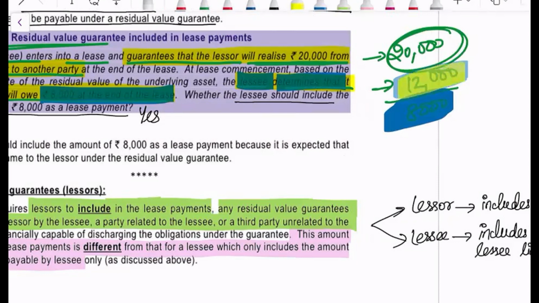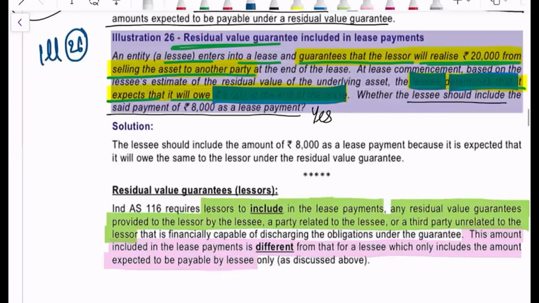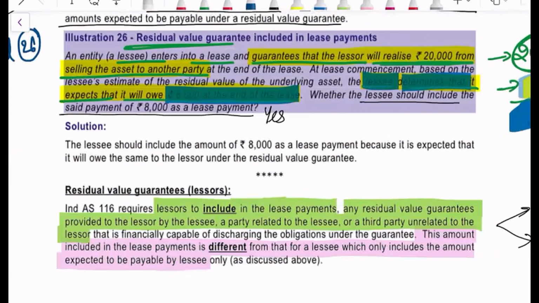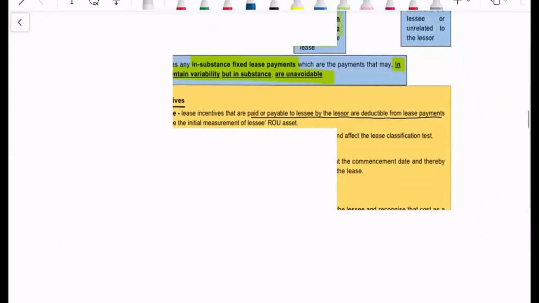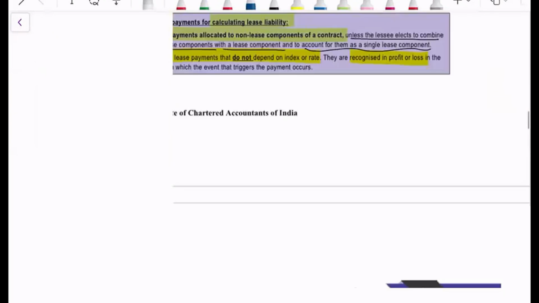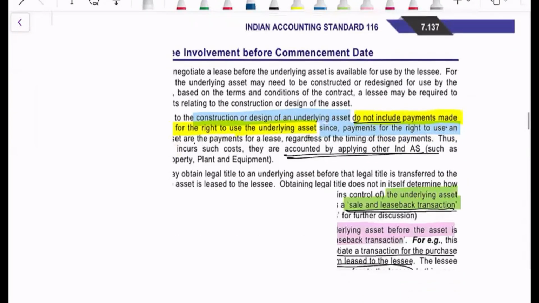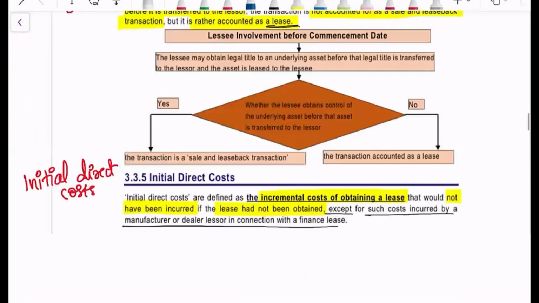So here, the lessee expects that the machinery it has guaranteed will only fetch 12,000. Then the rest, the 8,000, the lessee will have to pay to the lessor. So this 8,000 will be known as your residual value guarantee, which the lessee has to pay as a guarantee. So this will be included in your lease payment. Okay. Let's move on to our final illustration, illustration number 27.